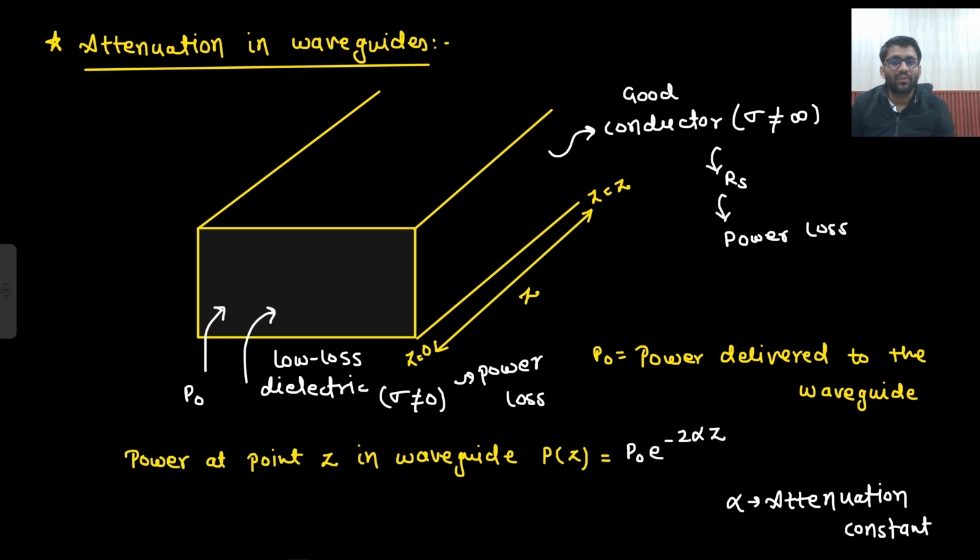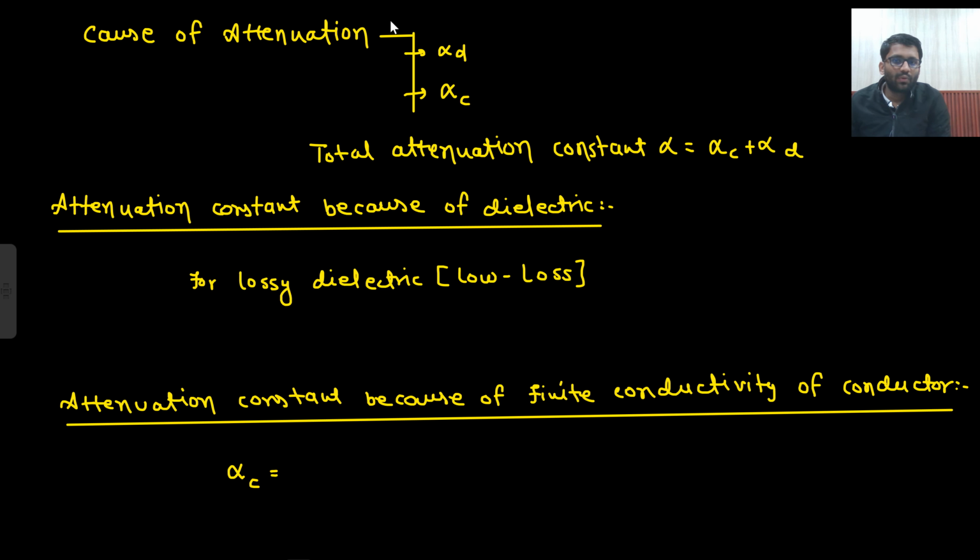Now let's talk about the attenuation constant more. Our attenuation will be because of two factors: the conducting walls and the medium. So the causes of attenuation will be two. This one is because of the dielectric.